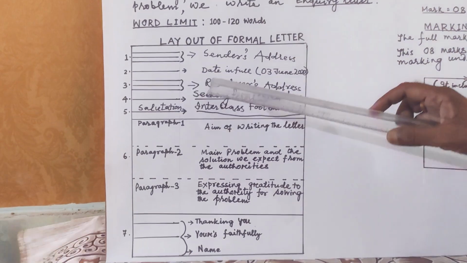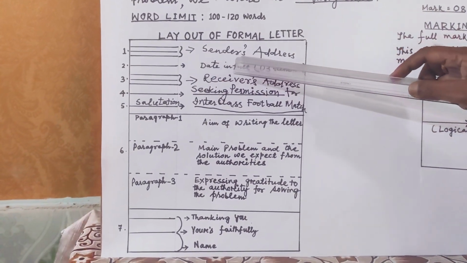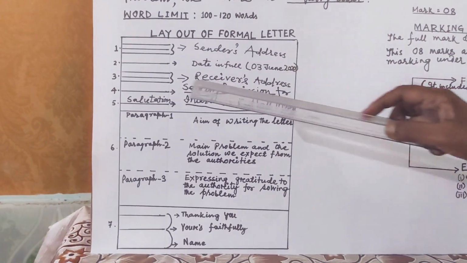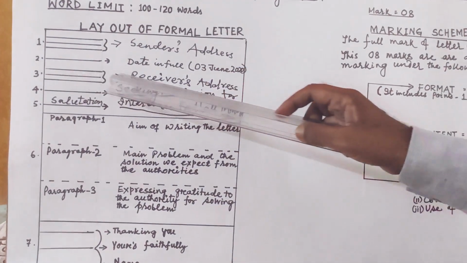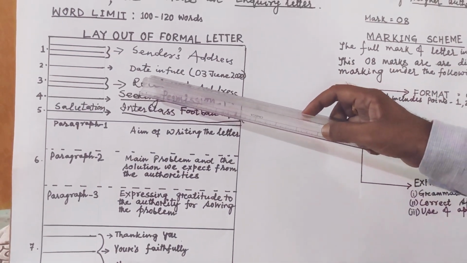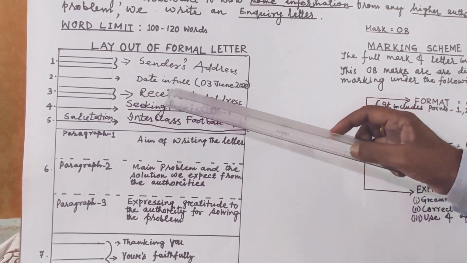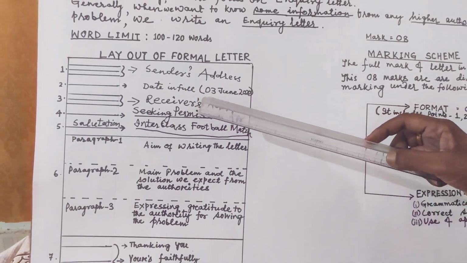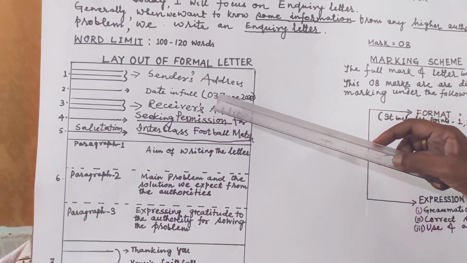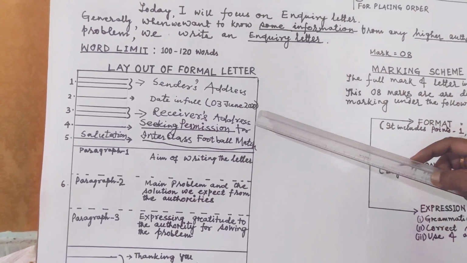Now point 1, we usually write sender's address. Point 2, we write date but in full form. What I mean by that? For example, today is 3rd June 2020.